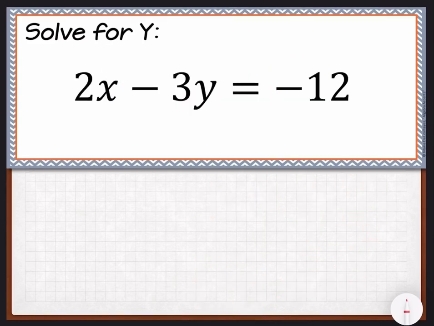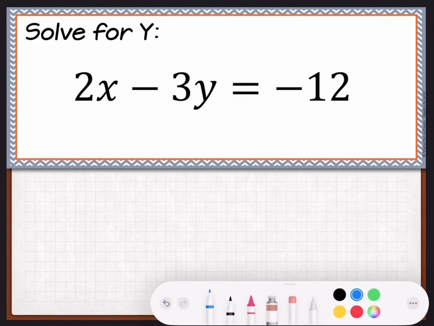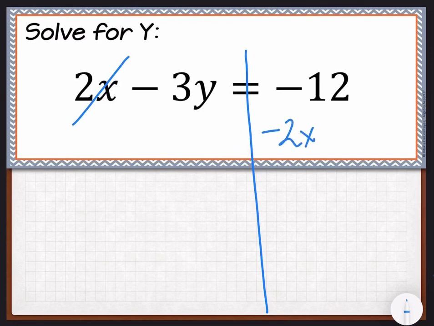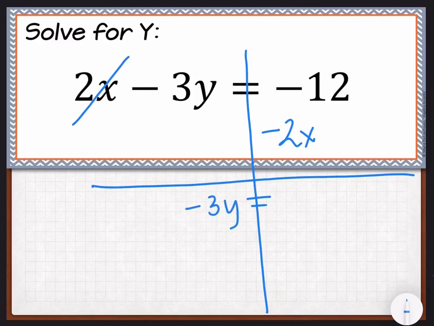All right, next example. This time, I'm going to show it without the shapes. If you still need the shapes, go ahead and draw it. If you don't, you don't need to draw it. So I'm going to pass the x term to the right side. That's a positive 2x. It's going to change the sign to negative 2x. I'm going to rewrite what we have now. Left side is negative 3y equals, right side is negative 2x minus 12.